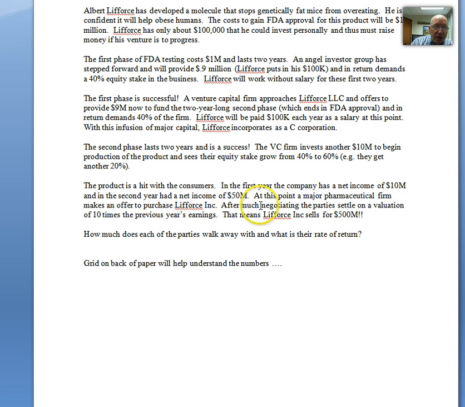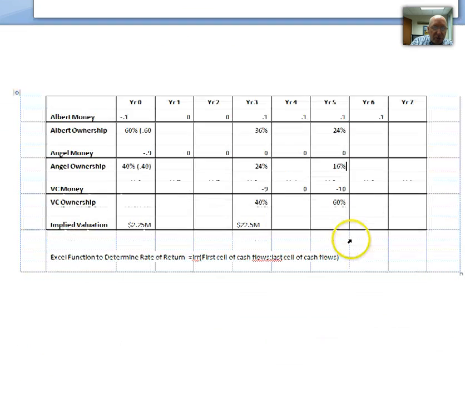At this point, they negotiate a sale of the company and they value it at 10 times the current year's earnings of $50 million. So that means 10 times 50 million gets a valuation of 500 million. Now the question becomes, how much does everybody walk away with and what's their rate of return?